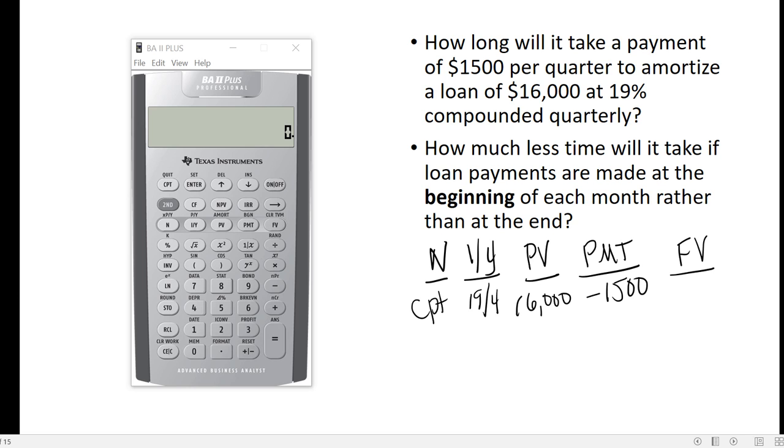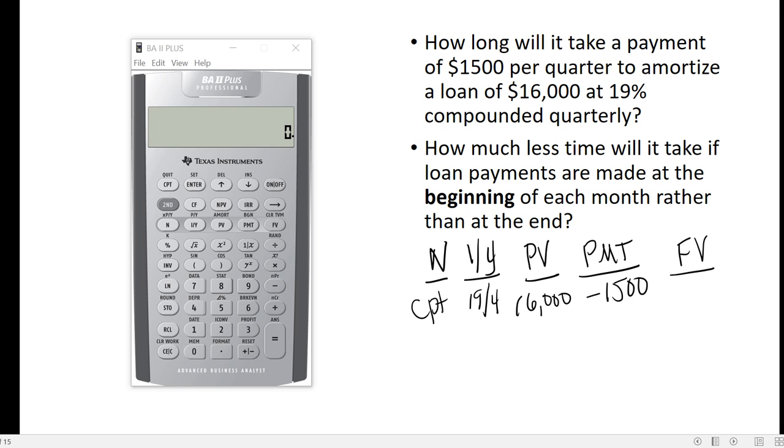So let's look at a problem here. How long will it take a payment of $1,500 per quarter to amortize a loan of $16,000 at 19% compounded quarterly? So this doesn't tell us anything about it being an annuity due or at the beginning of the period or anything. So we assume this is an ordinary annuity. And by default, that is how the calculator is set up. It is set up to solve for interest to be accrued at the end of the periods.